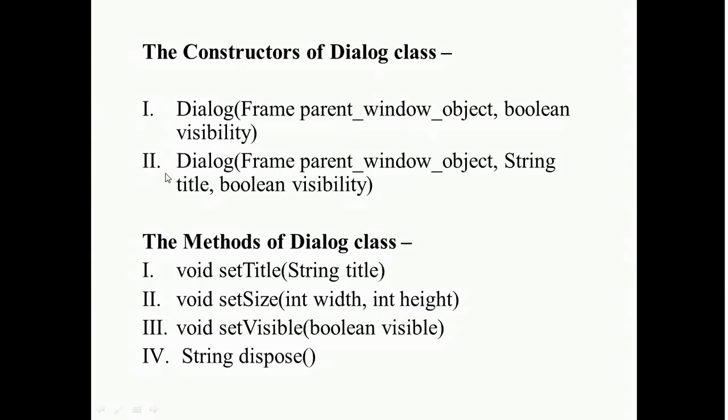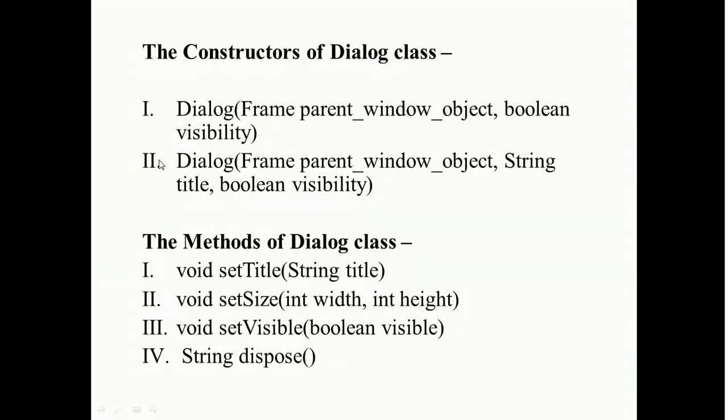The second constructor is Dialog having three parameters. First, the frame parent window object, which is nothing but the object of the frame. The second parameter is string title, which is the title of the dialog box, that is, it gives a title to our dialog box window. And the third parameter is boolean visibility, whose value is true or false. These two are the constructors of the dialog box.